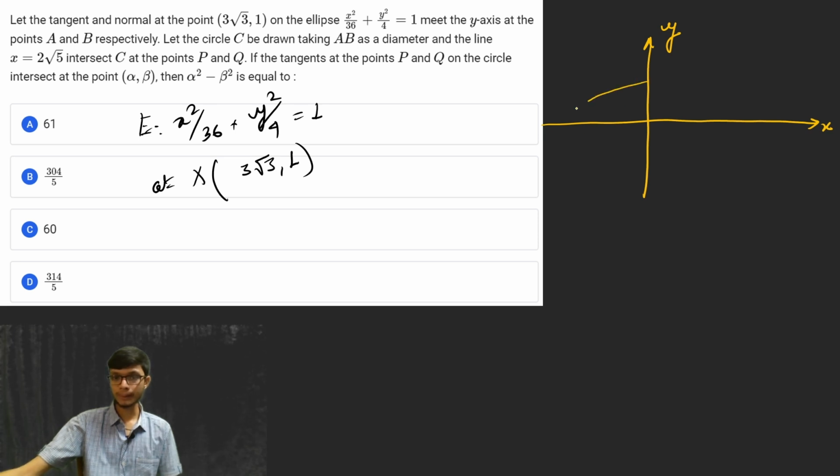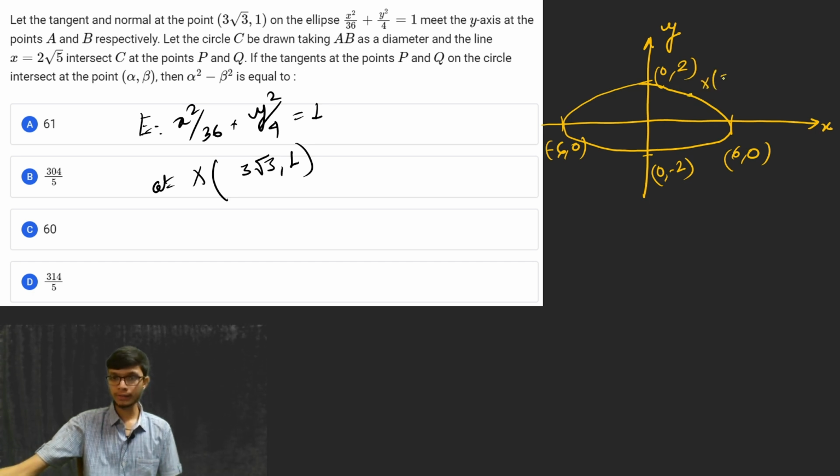For this ellipse, let me show it like this. I'm trying to improve my drawing as well. As you can see, this will be 6 comma 0, since the ellipse has x squared by 36, and this will be minus 6 comma 0. Similarly, this point will be 0 comma 2, and this point will be 0 comma minus 2. So that's the ellipse.